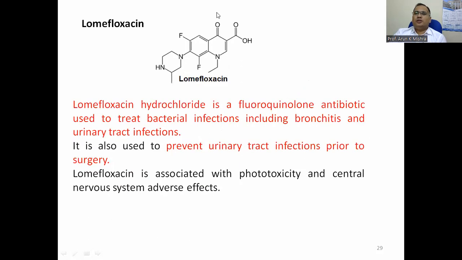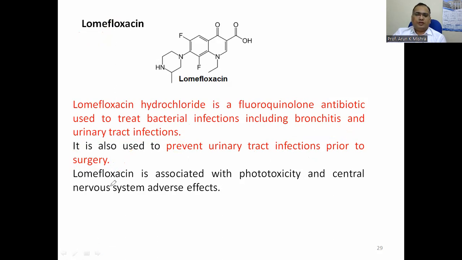Next is lomefloxacin, and when we discuss lomefloxacin, the structure is like this. It is one of the fluoroquinolone antibiotics used to treat bacterial infections, including bronchitis and UTI both. Lomefloxacin is useful in bronchitis treatment along with UTI treatment. One important line is that it is used to prevent UTI prior to surgical procedures. If the chances of urinary tract infections are high, then before surgery lomefloxacin is used to treat that particular kind of infection.